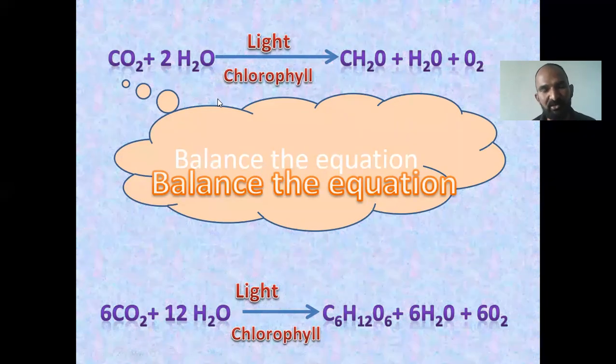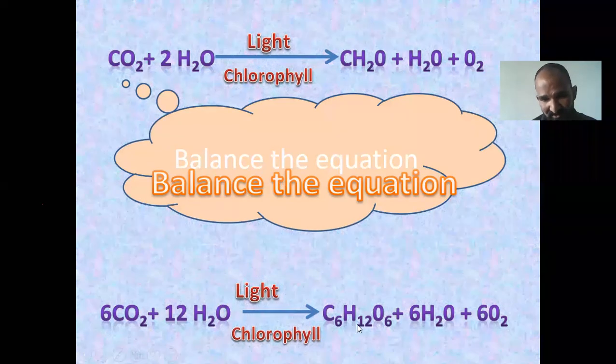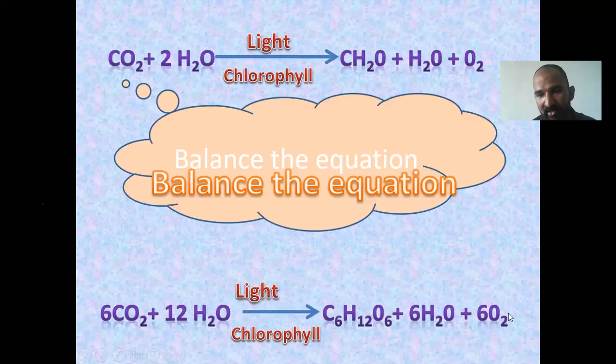So already the chemistry madam discussed with you the balancing of equations. In a balanced equation, the atoms of the reactants and products are the same. So now the balanced equation is 6CO2 plus 12H2O in the presence of light and chlorophyll. It gives C6H12O6, which is the glucose formula. Next, 6H2O, and along with the 6H2O, 6 oxygen molecules are also released.